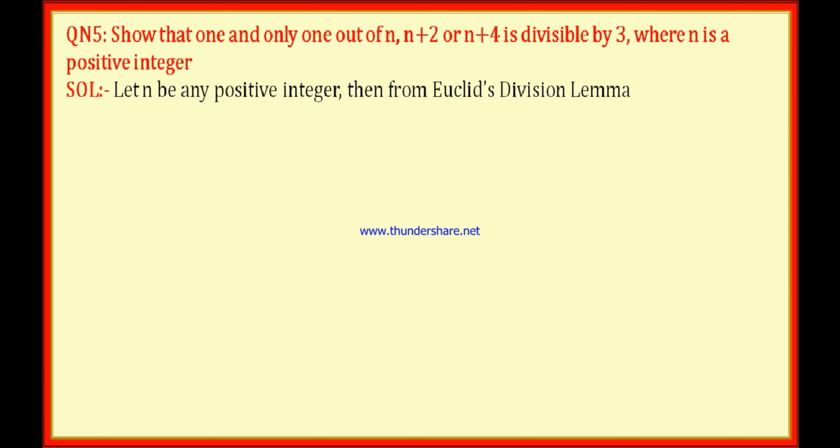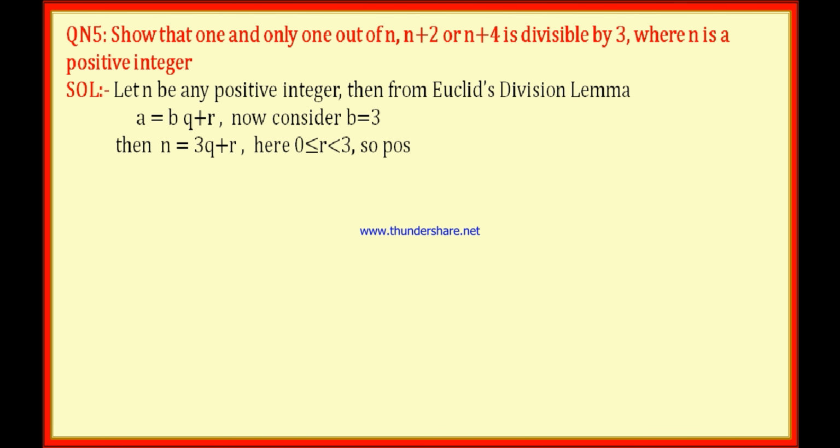If n is a positive integer, then you can apply Euclid's division lemma. That is, you may take that n as bq plus r. What is the actual Euclid's division lemma? a is equal to bq plus r. Here it should be divisible by 3. Since it is divisible by 3, the quotient is 3, that is b is equal to 3.